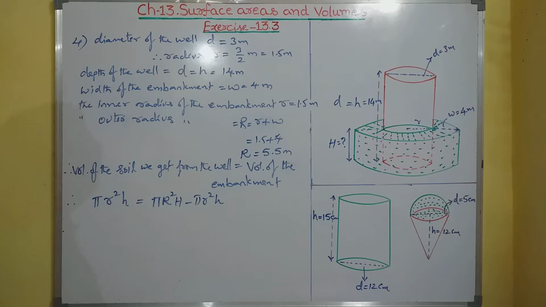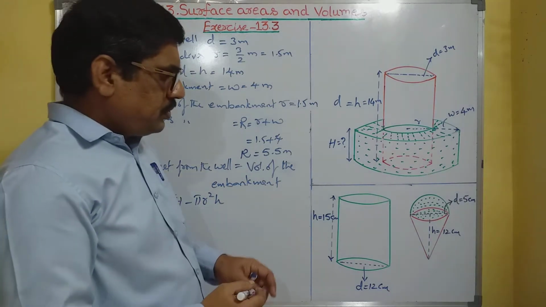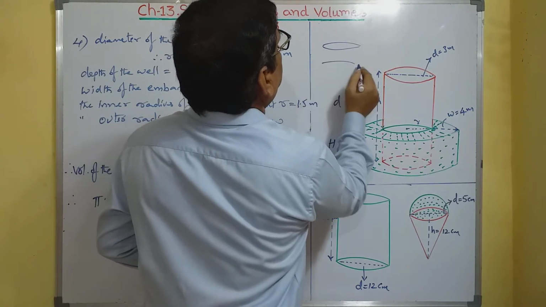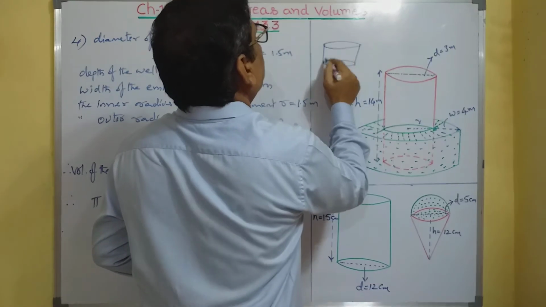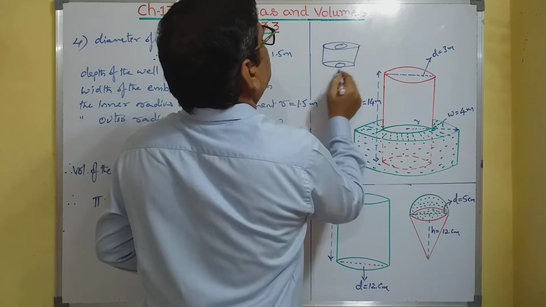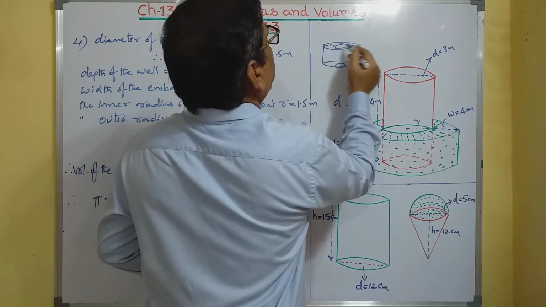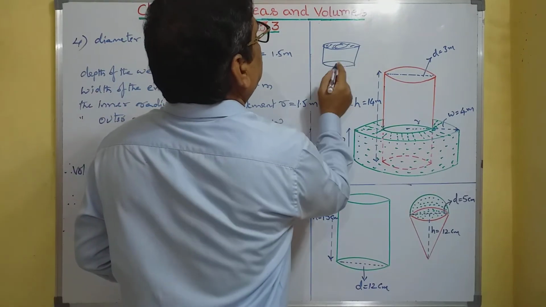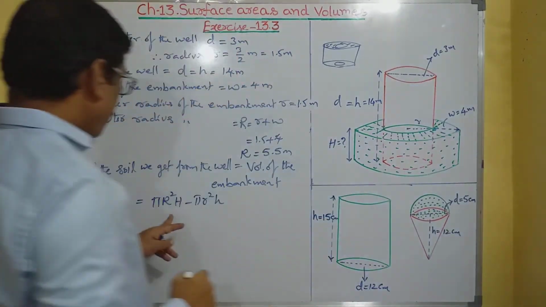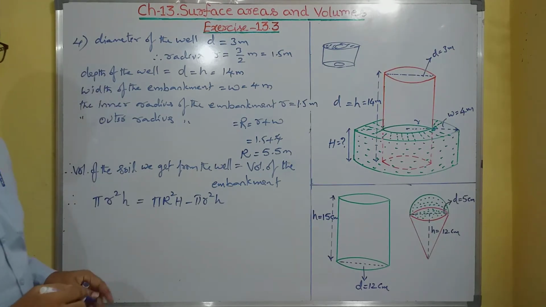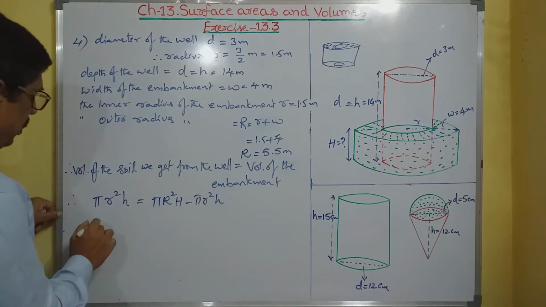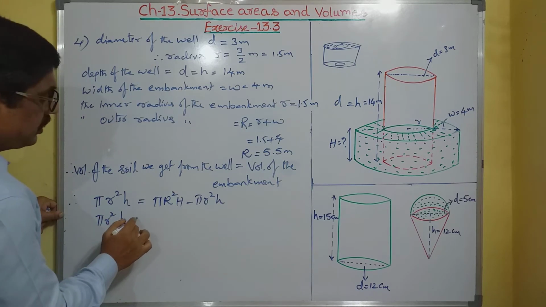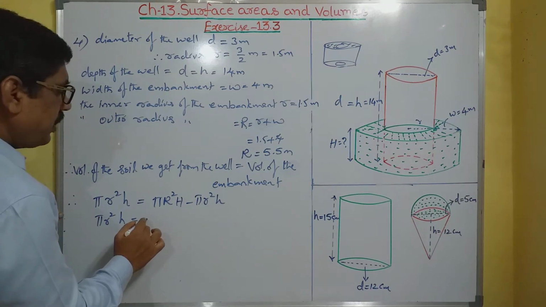For your better understanding, I will draw once again. See, the embankment is like this. So the base is like a ring. This formula we have to use for the volume of the embankment. First of all, write like this, is equal to. Let us take pi common.